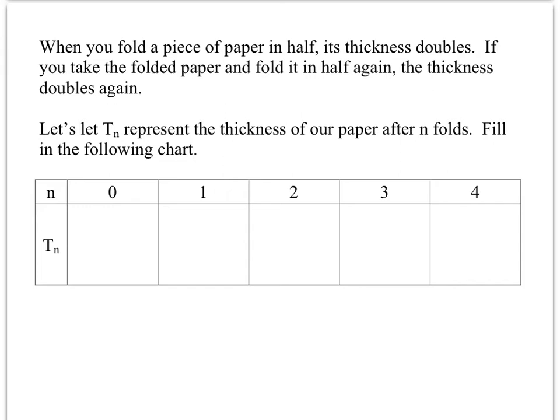So when you fold a piece of paper in half, its thickness doubles. If you fold it in half again, the thickness doubles again. So let's let T sub n represent the thickness of our paper after n folds, and I'm going to fill in this chart. After 0 folds, the thickness of my paper is 1/100th of a centimeter. Then I fold it in half and it's going to double, and I get 2/100ths of a centimeter. Fold it in half again, so now it's folded into quarters, and the thickness would be 0.04 centimeters. Double it again and I get 0.08 centimeters. Double it again and I get 0.16 centimeters. Okay, so we're finally at a centimeter. That's still pretty small.